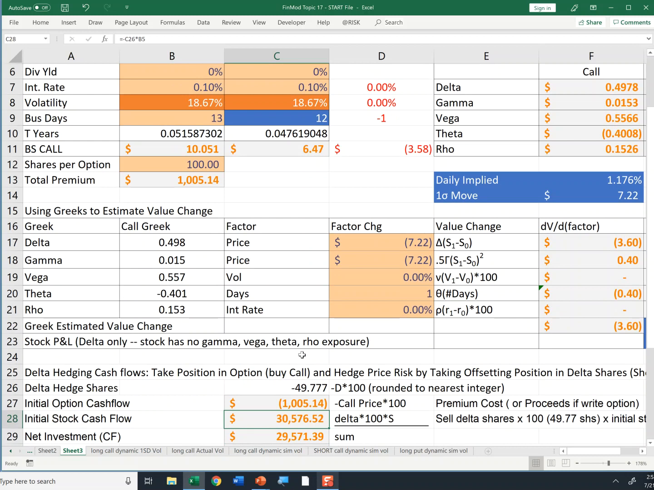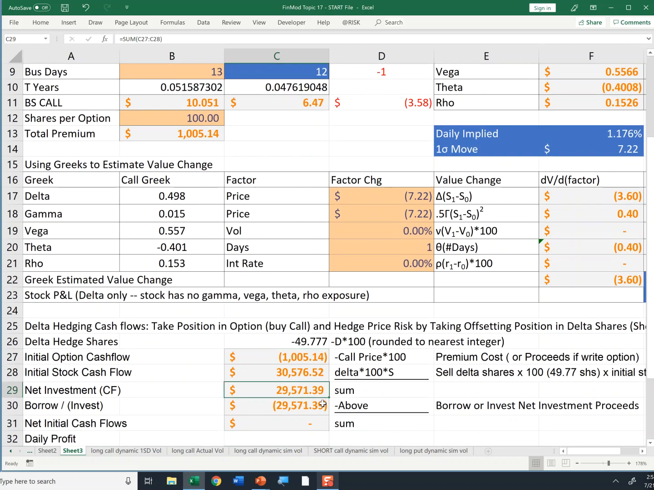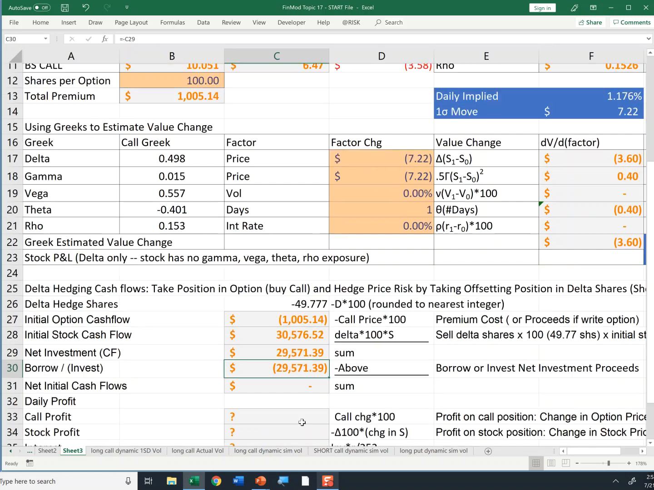So I'm going to borrow shares, 49.78 shares, and sell them. I'm going to generate cash of about $30,000. I bought the call, and that cost me $1,005. So I'm actually going to generate cash of $29,571 to put on the delta hedge. I'll then invest that $29,571 overnight. And so I have no outlay of cash or intake of cash in my initial trade because I'm going to invest this overnight at the risk-free rate.